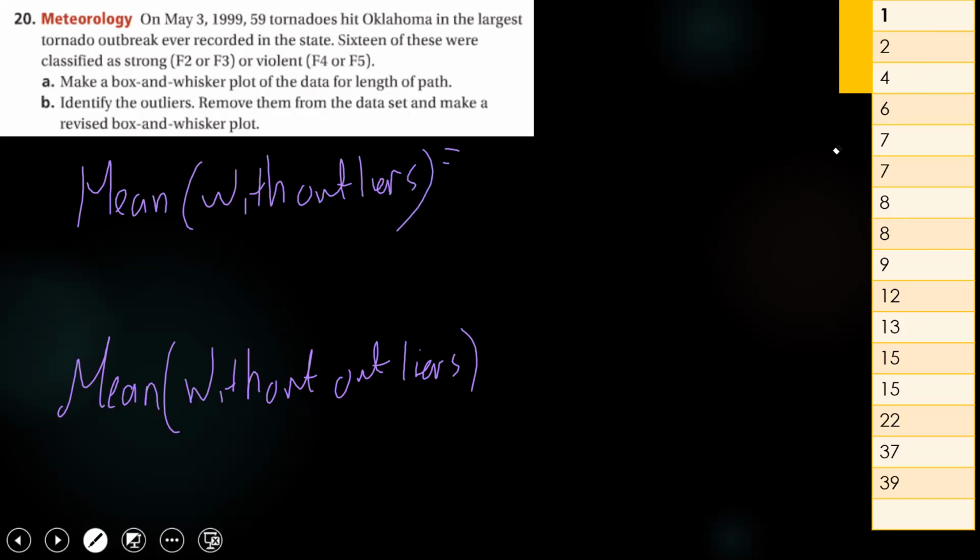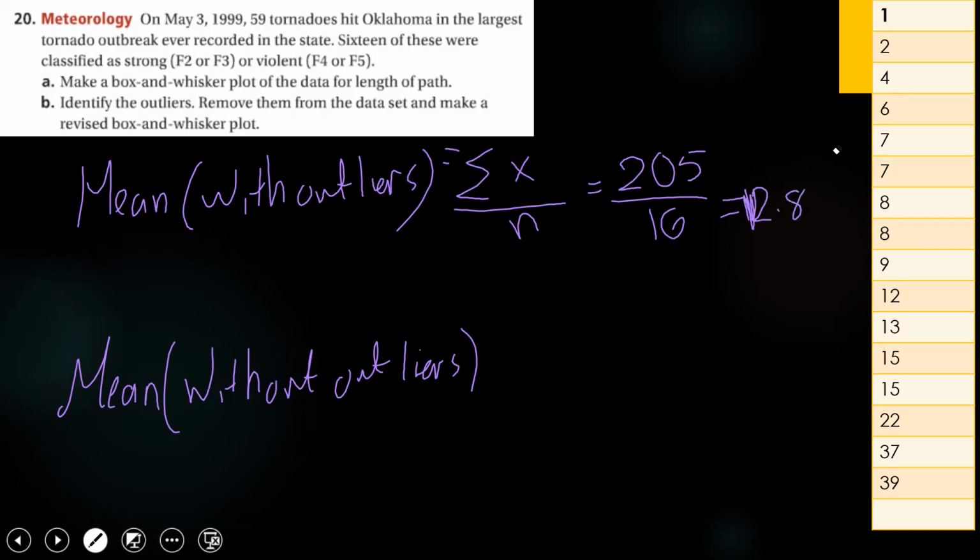12.8125. Now give me first the summation of the values. Can you please multiply the answer by 16? Multiplied by 16. Yes, give me the summation. I told you it is the summation of x over n. I want the summation of x. Okay, just a second. I got 205, but I'm not sure. Maybe I forgot a number. 205 over 16. Haneen, is 12.8 your answer? Yes. Okay, so it is 205 over 16, which is 12.8. This is now the mean with the outliers.